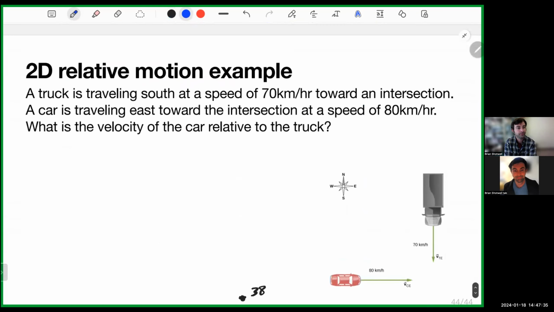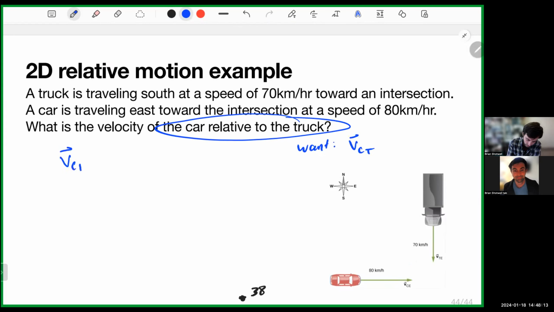Last question. Okay, a truck is traveling south at a speed of 70 kilometers per hour towards an intersection. Car is traveling east towards the intersection at a speed of 80 kilometers per hour. What's the velocity of the car relative to the truck? So it looks like they already labeled in the problem statement, they give us the labels that we should use. It looks like there's C for car, T for truck, and E for earth. And so what we want to solve for is the velocity of the car relative to the truck.